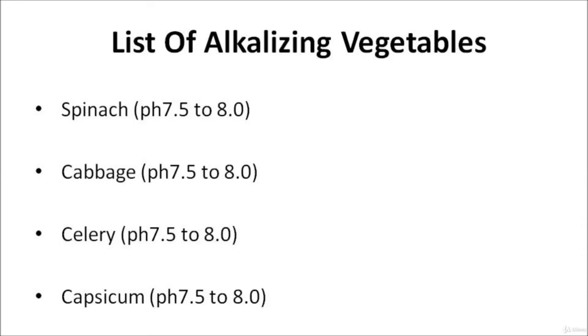Celery is a very low alkaline forming food. Its moderate alkaline level has a pH of 7.5 to 8.0, and it elevates acid food 5.0 in the alkaline direction. Capsicum or bell peppers are a low alkaline forming food with a moderate alkaline pH level of 7.5 to 8.0. It's a good substitute for coffee, and it's mineral rich.